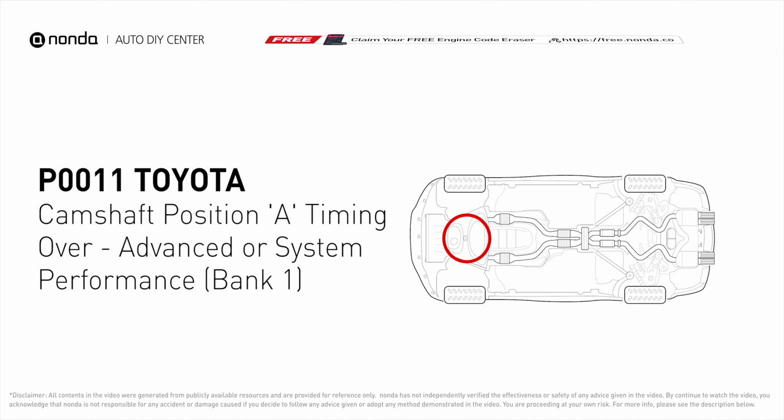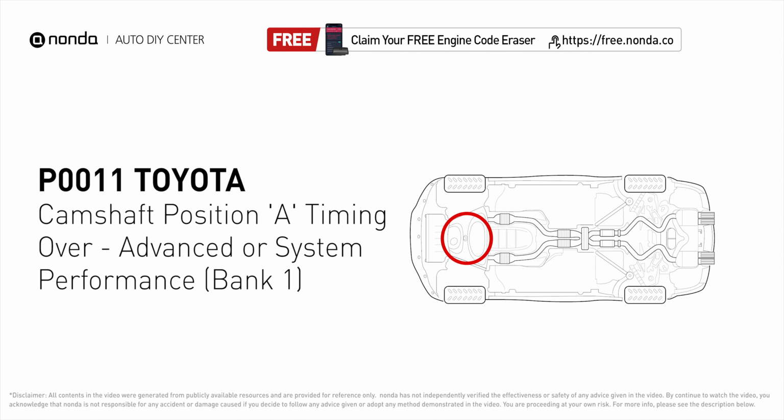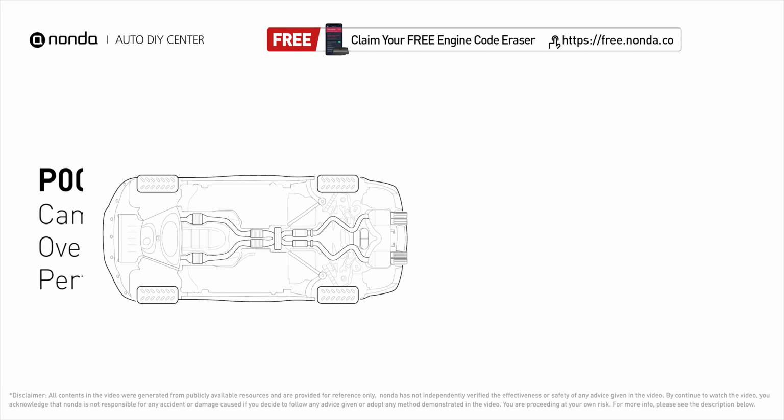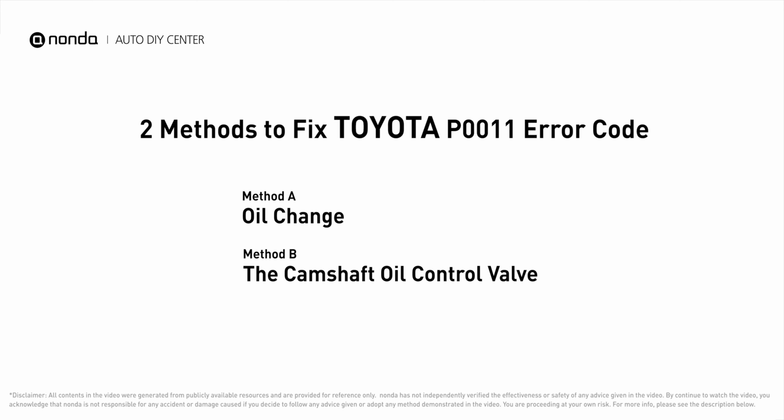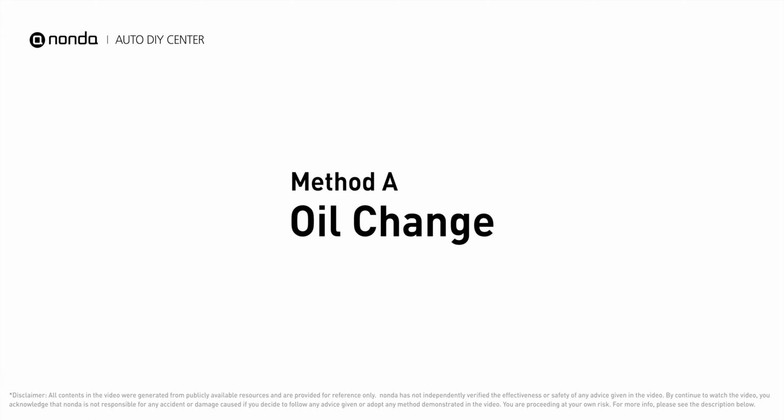It indicates the engine control module has determined that the Bank 1 intake camshaft is more advanced than what the engine control module has commanded it to be. Here are 2 of the most practical solutions to fix Toyota's P0011 error code. Method A, oil change.